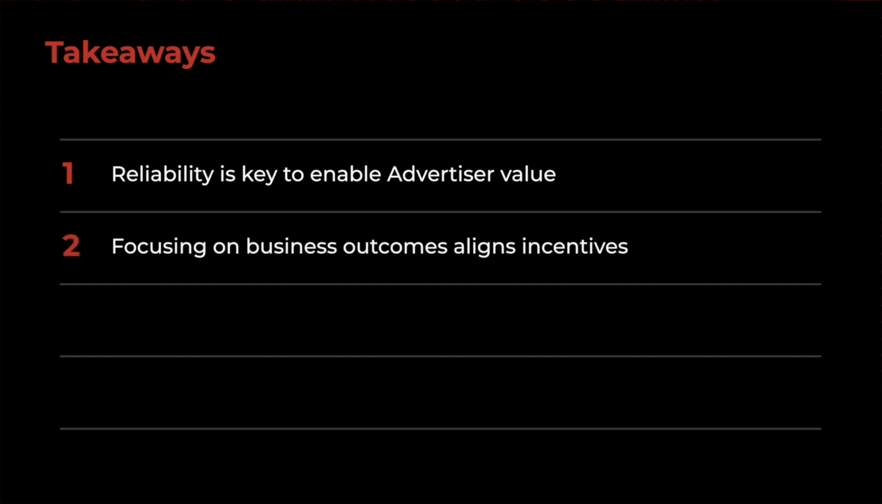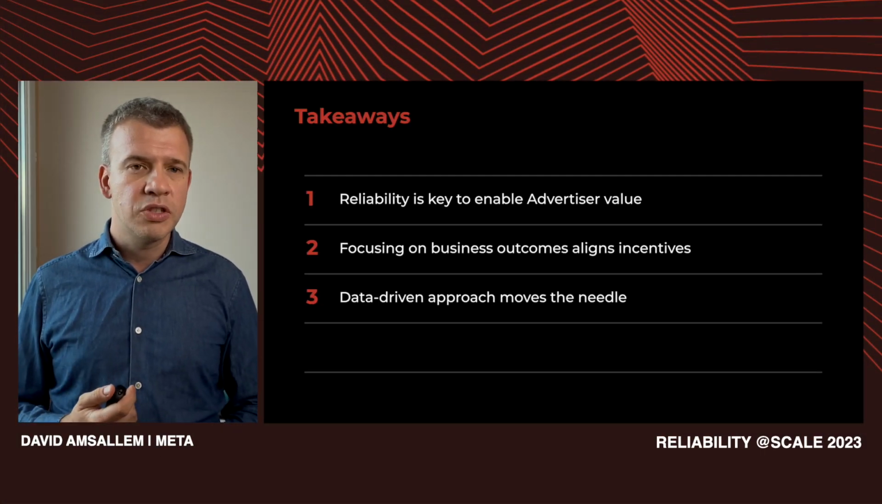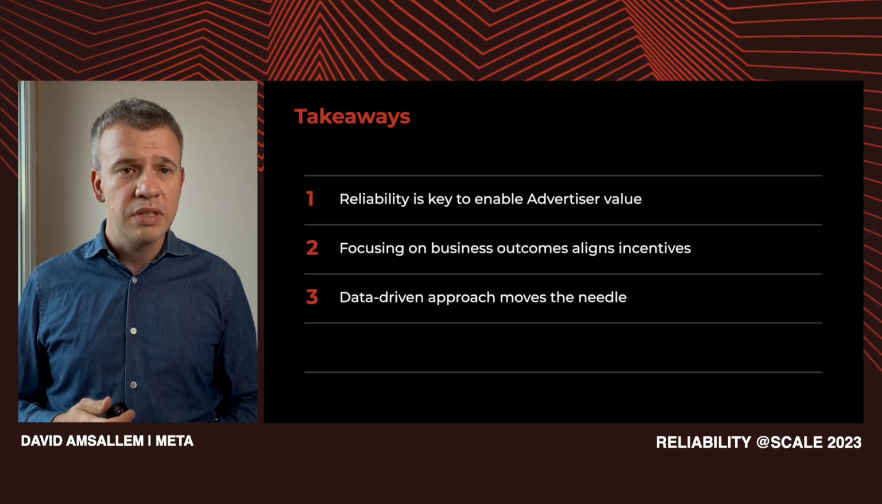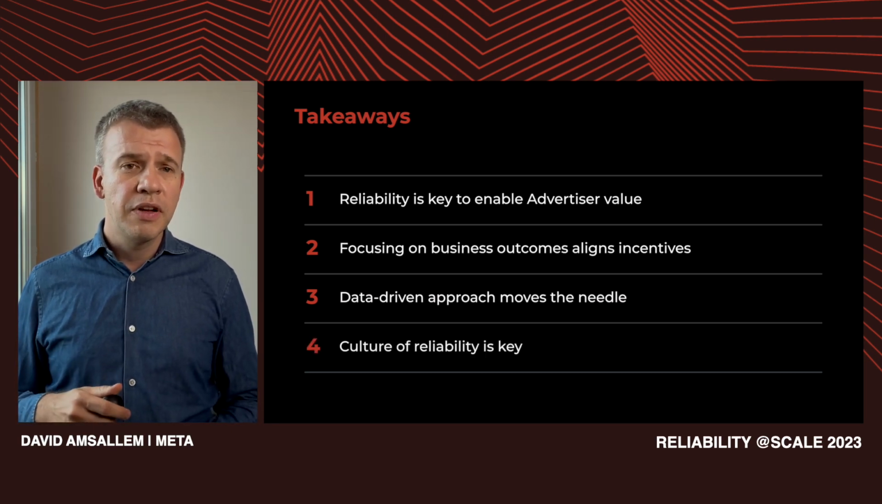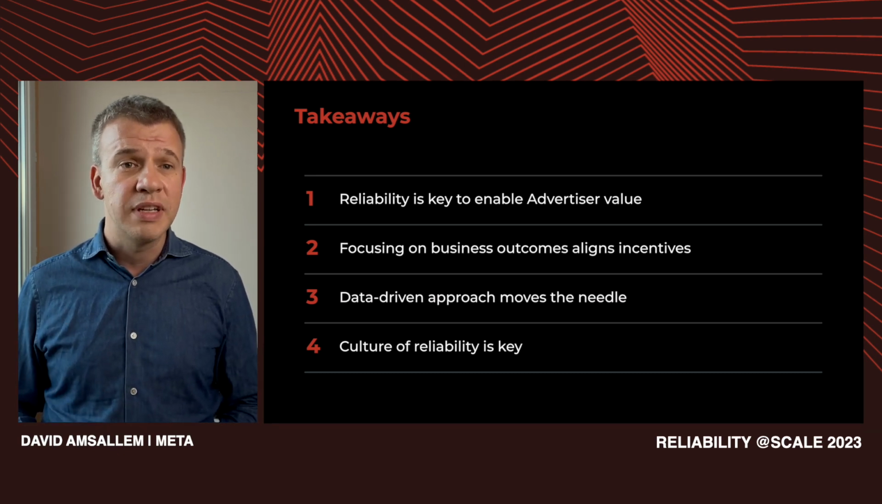So what are the takeaways from today's talk? First one is that reliability is key to enabling advertiser value. For us, focusing on business outcomes really helped us align incentives and increase investments in that regard. The third one is that having a data-driven analytics approach and really highlighting hotspots really enabled us to have laser focus on investing in better prevention, better detection, and quicker mitigation of issues and moving the needle. And finally, along the way, creating this culture of reliability across the organization was really key to success.